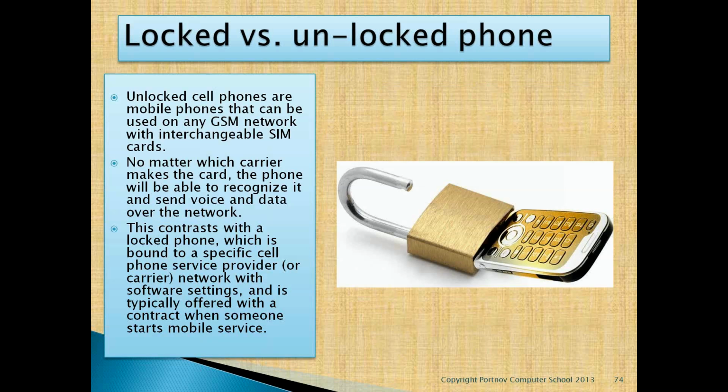That's one thing. Now when we talk about locked versus unlocked phones, unlocked phones are mobile phones that can be used on any GSM network with interchangeable SIM cards. That's the big distinguishing feature. No matter which carrier makes the card, the phone will be able to recognize it and send voice and data over the network. In contrast, a locked phone is bound to a specific cell phone service provider, tied to some special contract.